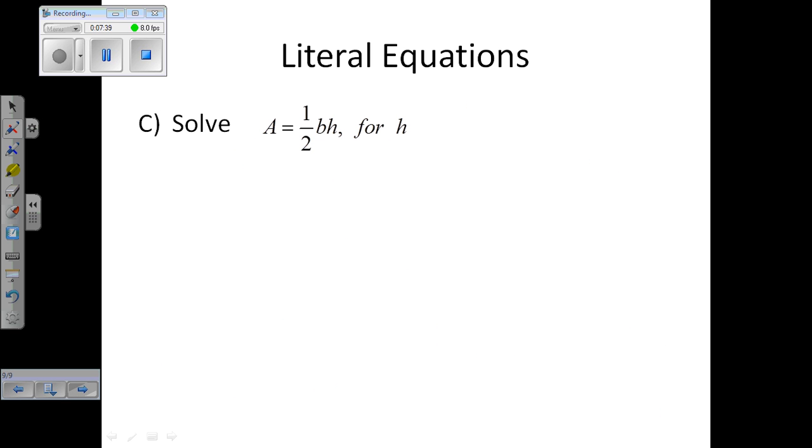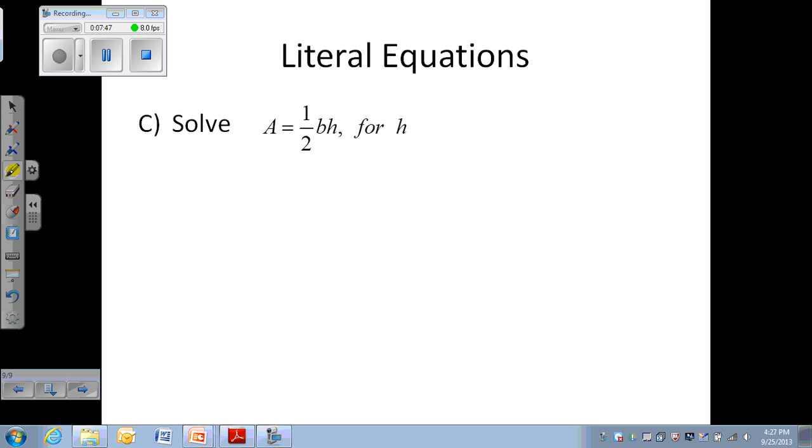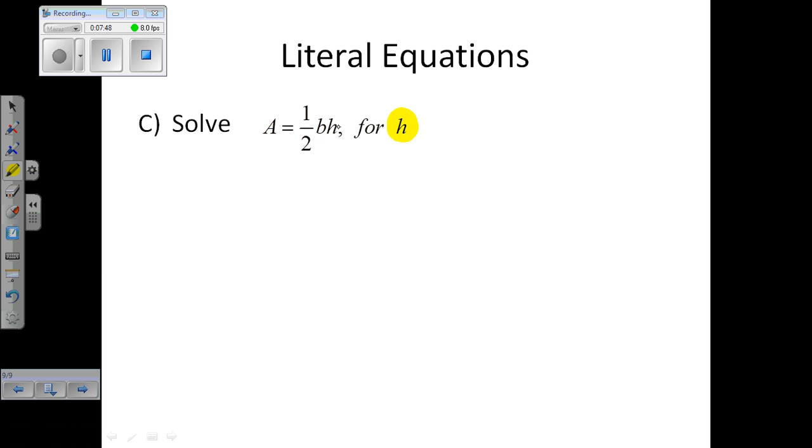Okay, let's try another. This one is the formula for area of a triangle. Area is equal to 1/2 times the base times the height. And this time they're asking you to solve for h, which means I want to get h by itself. I want to isolate the h. To get the h by itself, I have to get rid of two things. I have to get rid of the 1/2, and I have to get rid of the b. I'm going to take care of each one of those things separately.